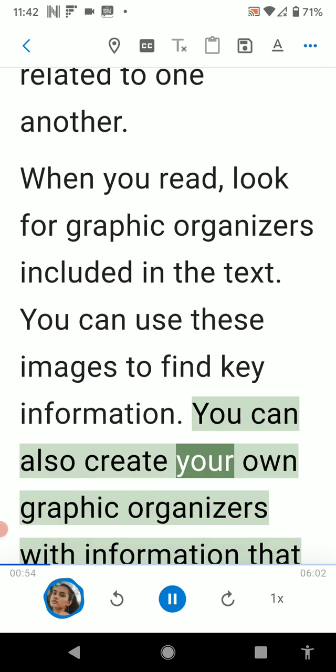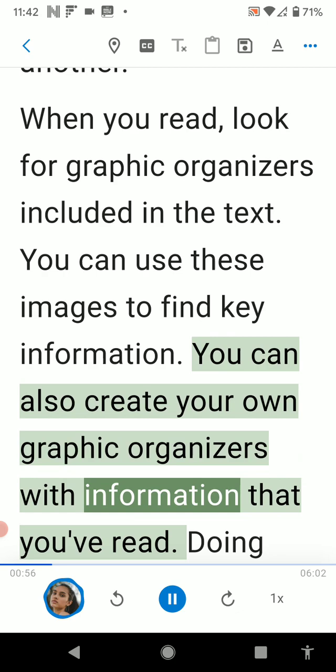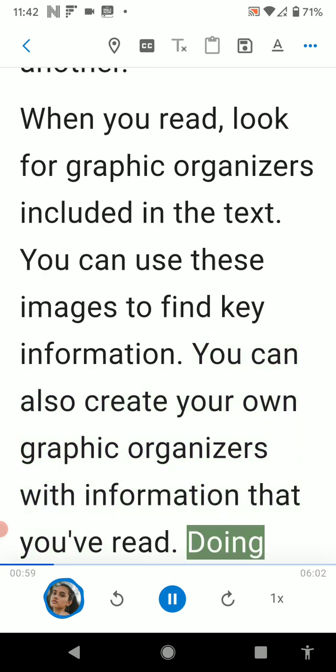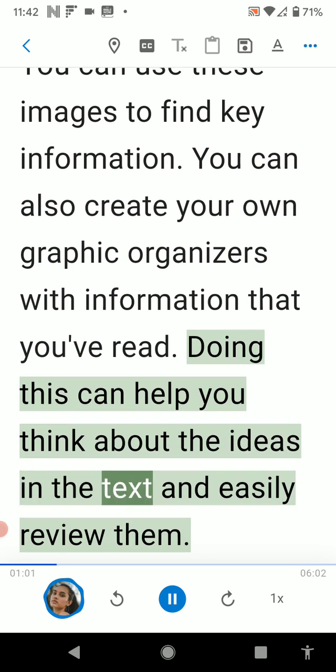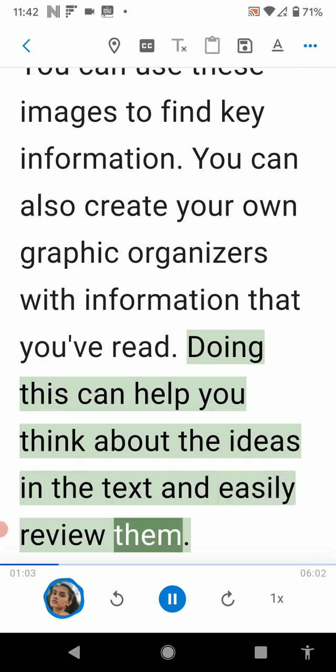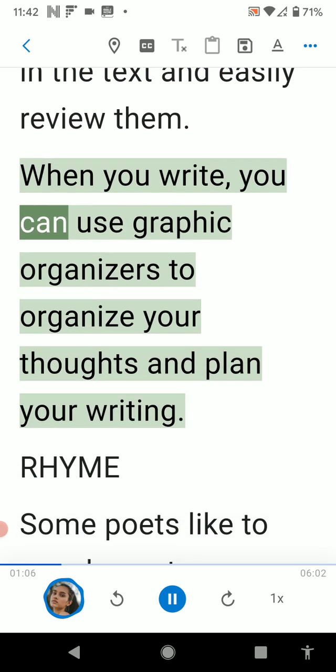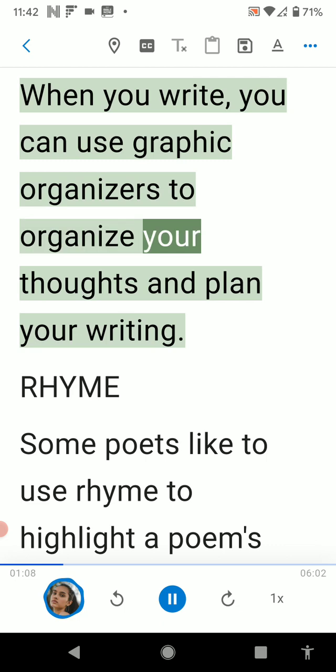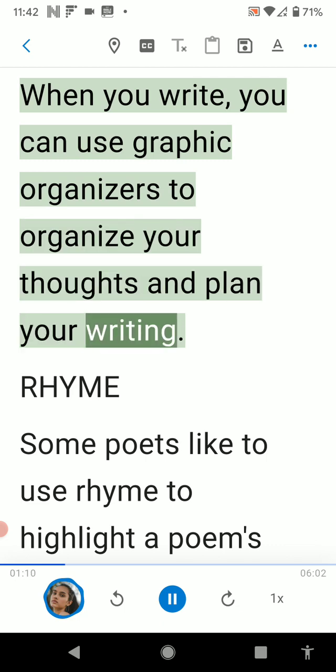You can also create your own graphic organizers with information that you've read. Doing this can help you think about the ideas in the text and easily review them. When you write, you can use graphic organizers to organize your thoughts and plan your writing.